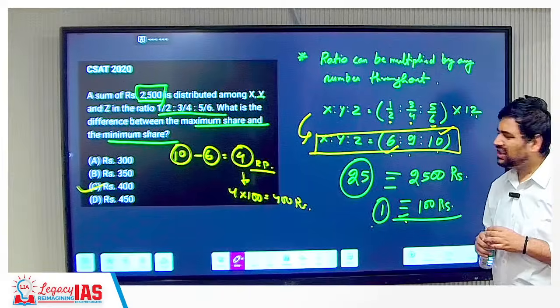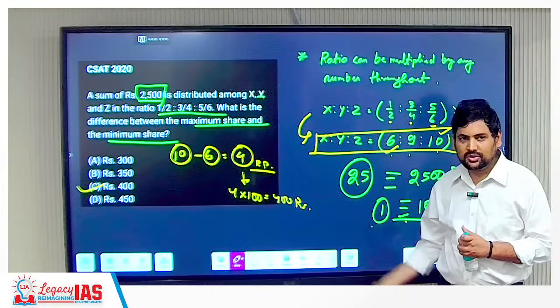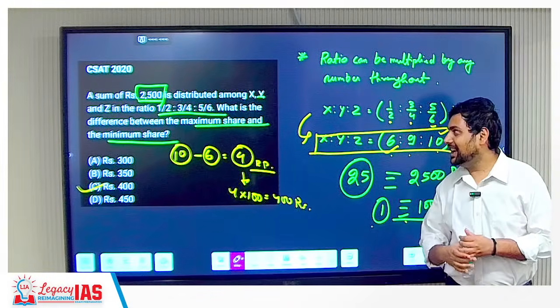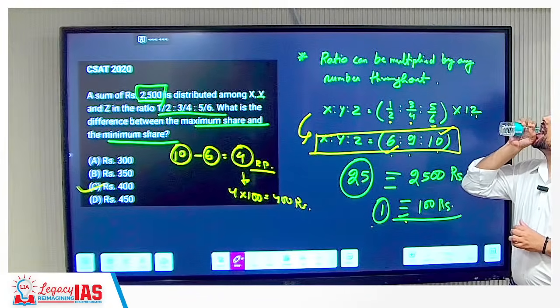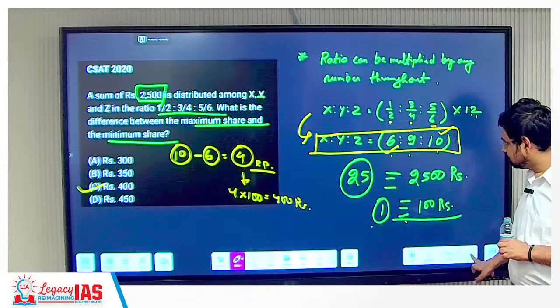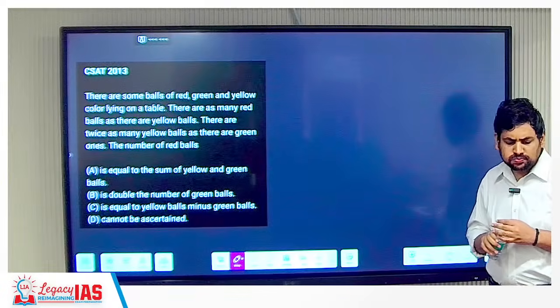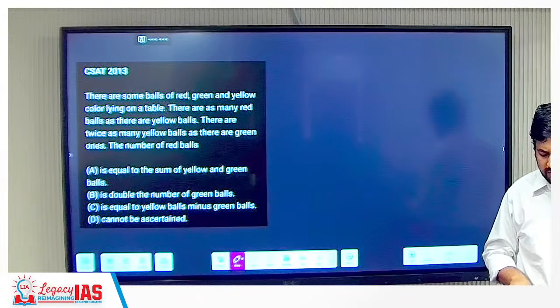Now, I think you are getting the feel of how you're using ratios. Now we'll up the ante. This is also a very simple logical question.